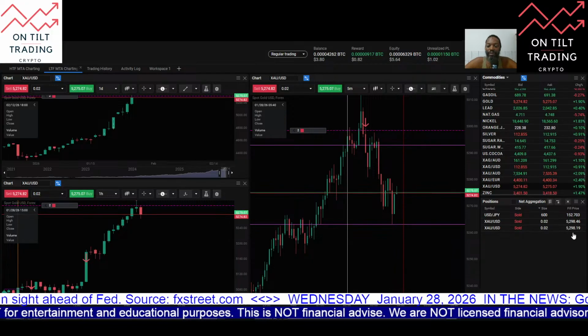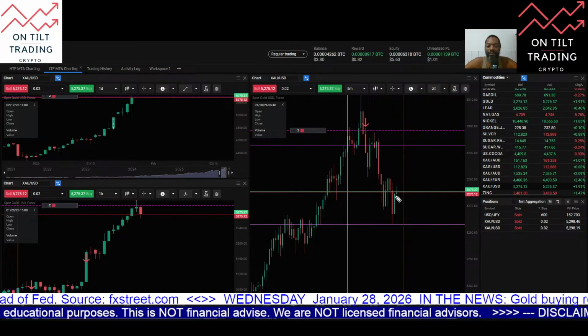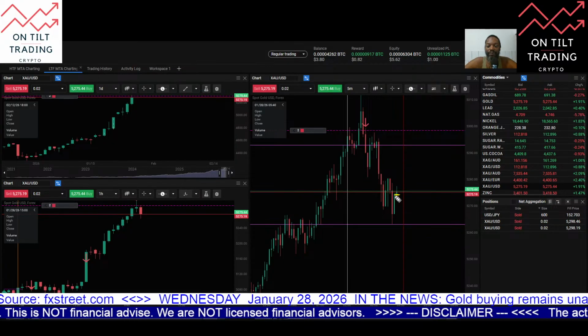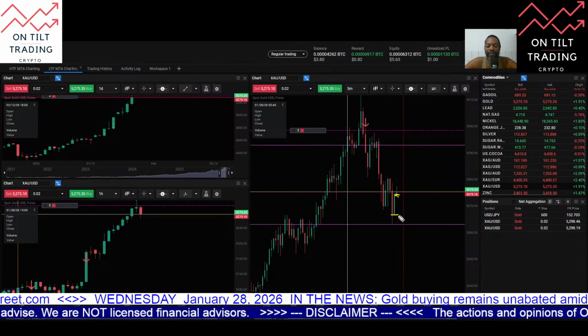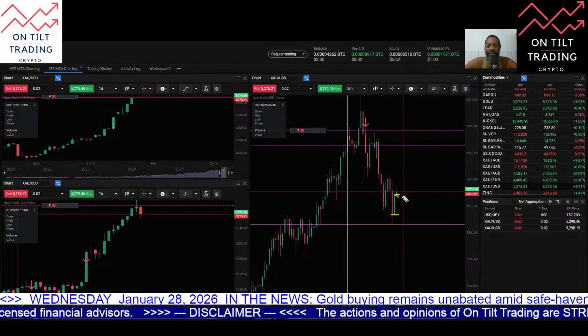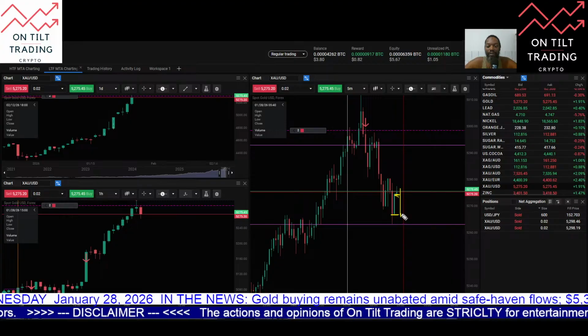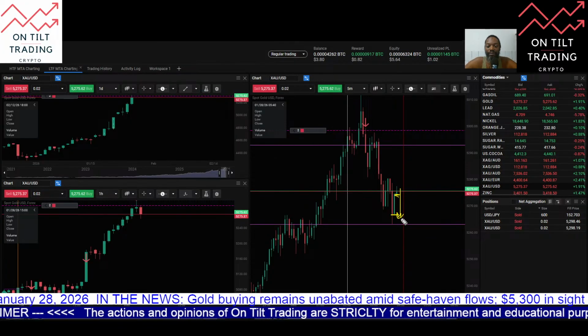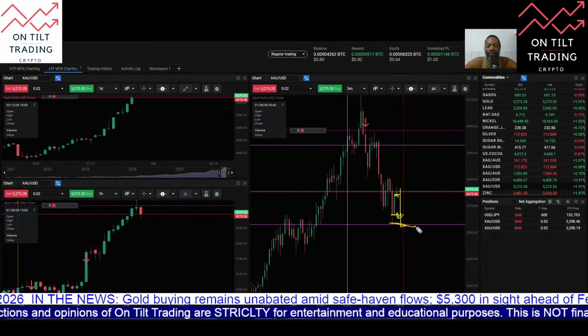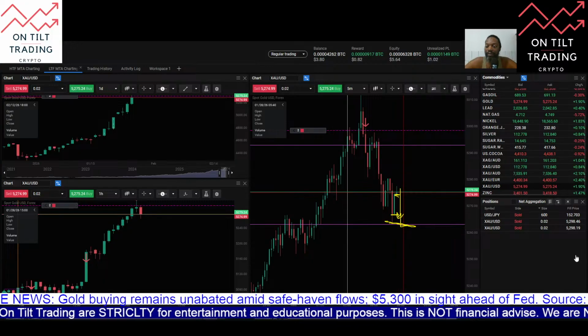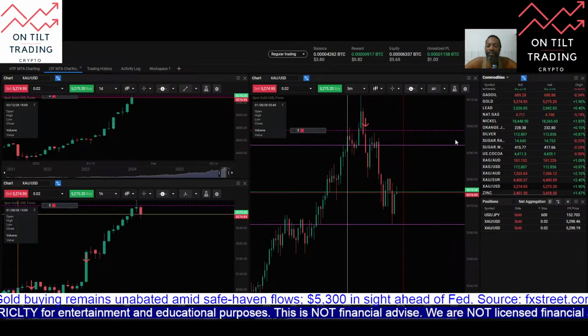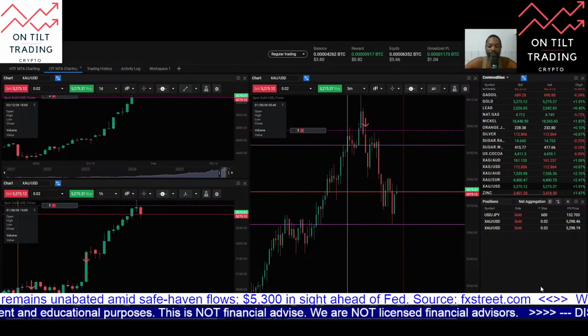There's also sell side liquidity resting here, and there's also sell side liquidity resting here. So I'm going to anticipate price to at least deliver to here, and if all goes well, follow through here for take profit here at the opposing end of the opening price range.